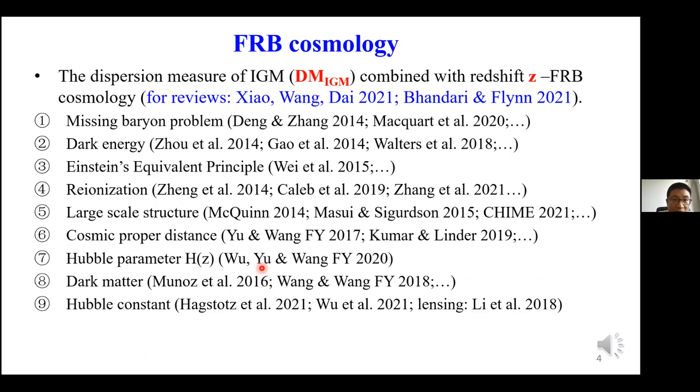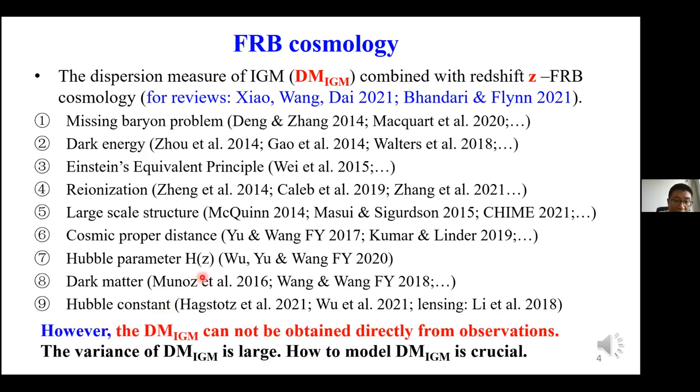The dispersion measure of the IGM combined with the redshift of FRBs is crucial for cosmological applications, such as the missing baryon problem, dark energy, ionization, cosmic structure, cosmic proper distance, the Hubble parameter and the Hubble constant. However, the DM-IGM cannot be obtained directly from the observations. The variance of DM-IGM is large. How to model DM-IGM is crucial.